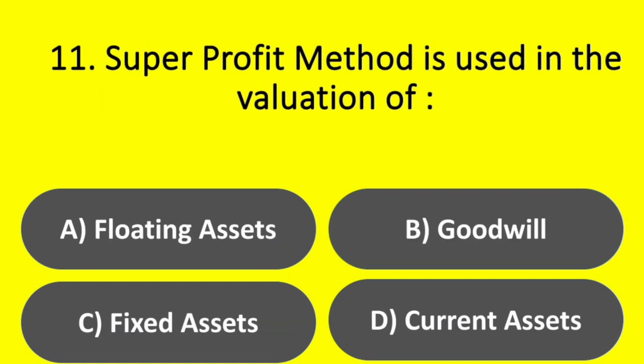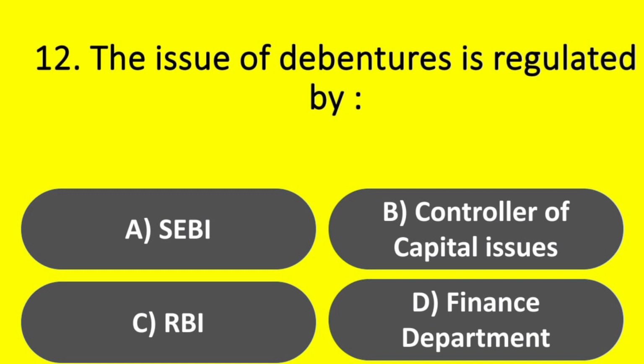Super profit method is used in the valuation of options A, floating assets, option B, goodwill, option C, fixed assets, option D, current assets. Answer option B, goodwill. The issue of debentures is regulated by options A, SEBI, option B, Controller of Capital Issues, option C, RBI, option D, Finance Department. Answer option A, SEBI.